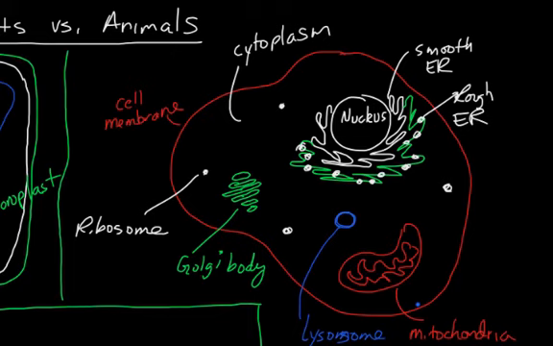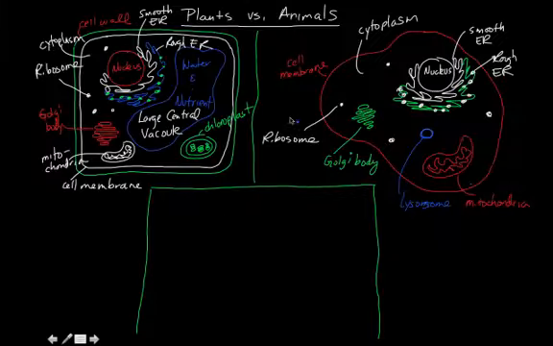So some other things, just to make sure we have everything we need, we have ER, smooth and rough, we have our nucleus, we have our Golgi, we have our ribosomes, we have our mitochondria. It looks like we have all of the major structures that we need. So now let's go ahead and talk about this box down here that I had you fill out. This box is going to be things that are shared by plant and animal cells. So we can just go ahead and start filling it in.